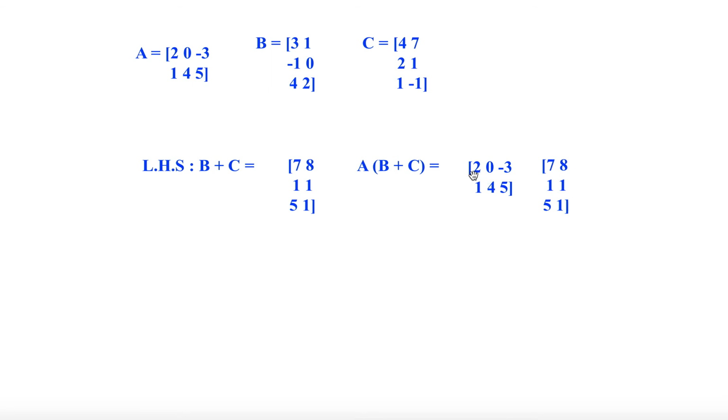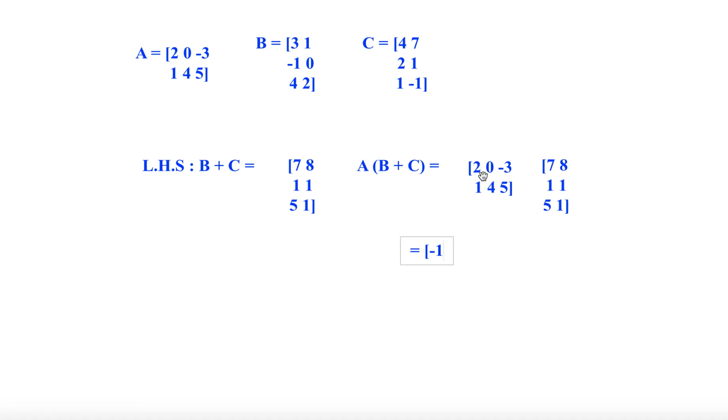Right. This is 2 by 3. This is 3 by 2. As I told earlier, what you will get ultimately is a 2 by 2 matrix. How is it going to be? The first row with the first column: 2 sevens are 14, 0 ones are 0, minus 15. 14 minus 15, I am directly writing the answer, is minus 1. That is the first row, first column element.